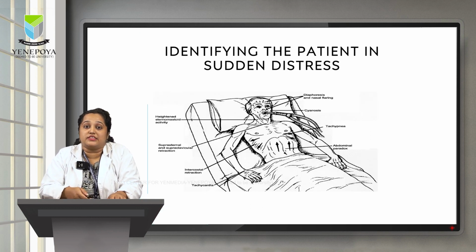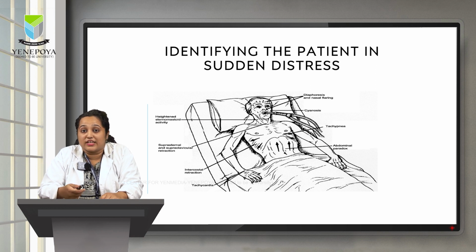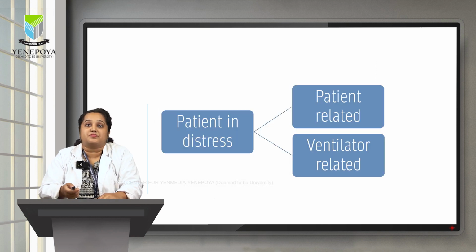Now how do you see that a patient is going through this? You can see in this picture given here that the patient is using their accessory muscles. It looks like he is very uneasy, or you can say that the patient is uncomfortable on the mechanical ventilator. So this is how you are going to see it. And now let's see what are the problems that can make your patient go into distress.